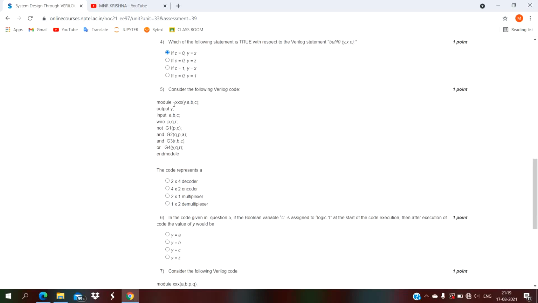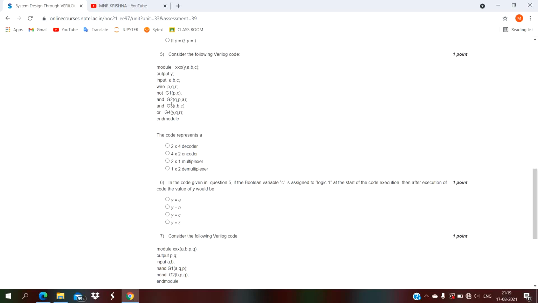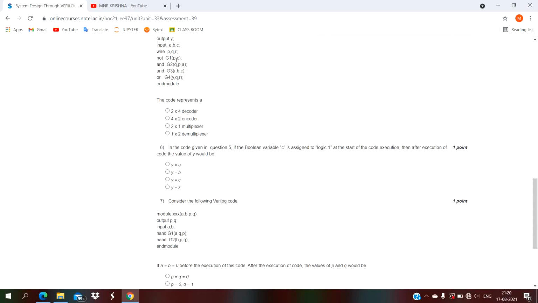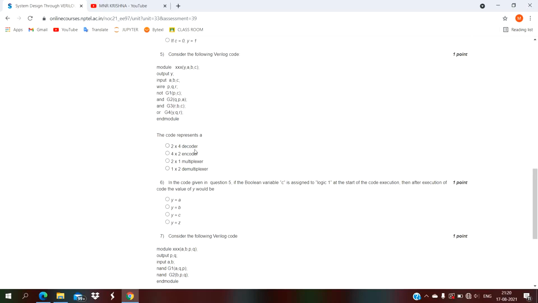And then go to the next question. Consider the following Verilog code. Here is the module XXX with Y, A, B, C. Output is only 1, that is Y. Inputs are A, B, C. Here we are using P, Q, R as wires, and one NOT gate, two AND gates and one OR gate. The options are 2/4 decoder, 4/2 encoder, 2/1 multiplexer, 1/2 demultiplexer. By observing that the output is 1, I think it is a 2/1 multiplexer.